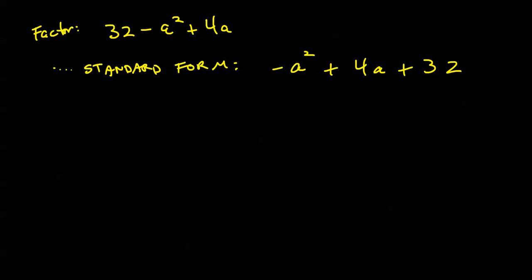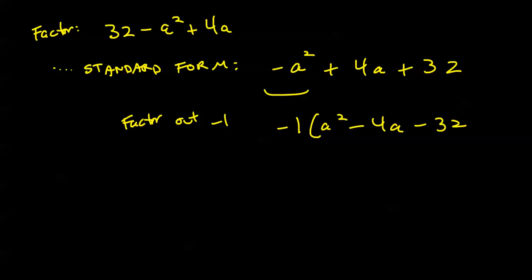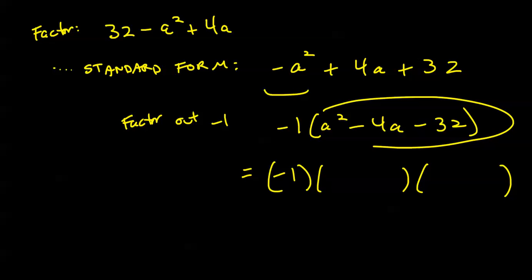Now it's always easier to factor when you've got a positive lead coefficient. So what I'm going to do here is factor out a negative 1. You can always factor out a negative 1 by changing the signs of all the terms left inside. And once I factor out a minus 1, don't forget to include the minus 1 in your final answer here. I think this trinomial here will factor again.